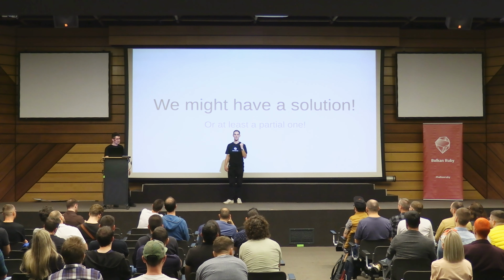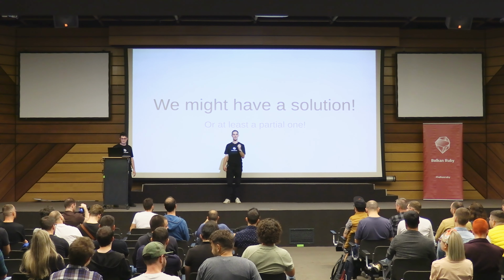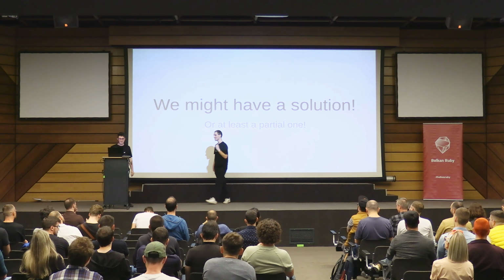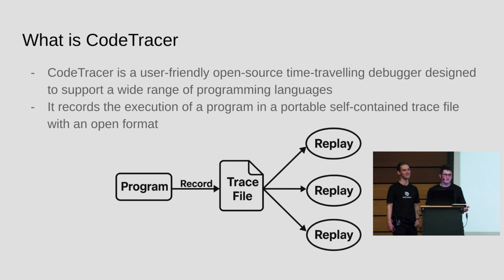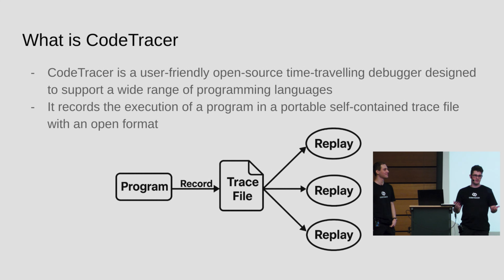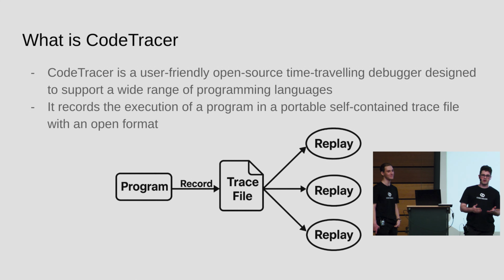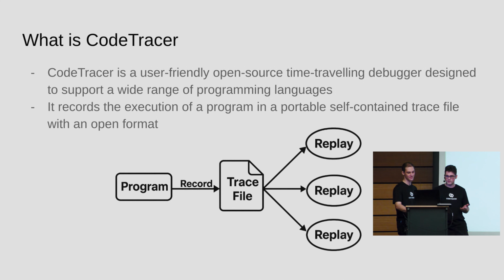Well, what if we say that we might have a solution to this issue? Or at least a partial one? What if I say that you no longer have to deal with those emotions again? Introducing CodeTracer. So, what is CodeTracer? CodeTracer is a time-traveling debugger that records the execution of a program into a self-contained trace file. You can think of the trace file like a video recording of your program. You can skip ahead, rewind backwards, jump to any moment of the program's execution, and rewatch the program execution as many times as you need in order to find a bug.